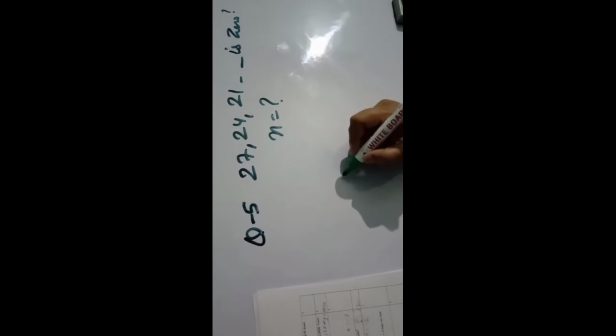Now question number 5th is also on arithmetic progression. Which term of the AP is 0? You have to find n. Now you know the formula, an is equal to a plus n minus 1 into d. A is the first term, n is the number of terms, d is the common difference, and an is the last term. So the last term is given 0, a is given 27. Now d you want; d is 24 minus 27, the difference of the consecutive terms.